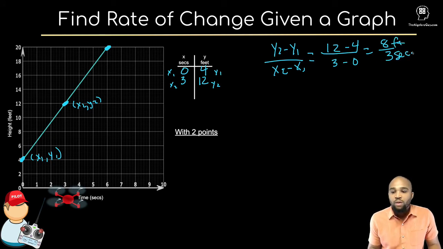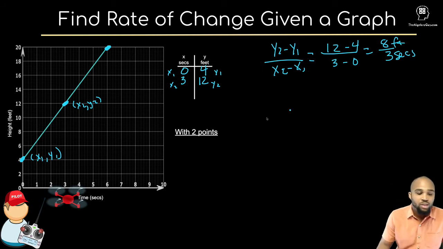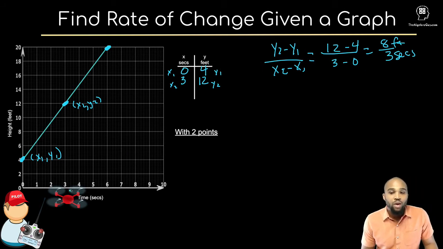So now if we can put some context to it, we can say that this drone is rising at a rate of 8 feet for every 3 seconds. Sounds pretty intelligent to me. So I'm gonna go with that.